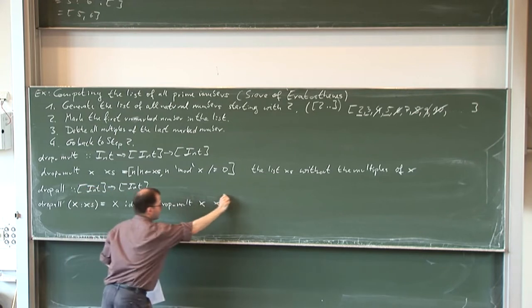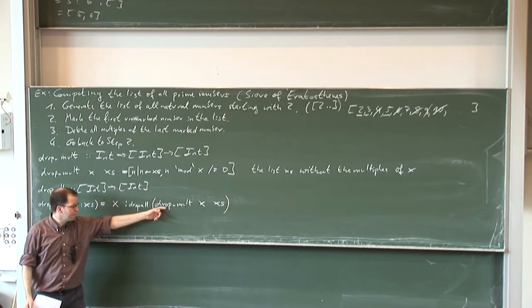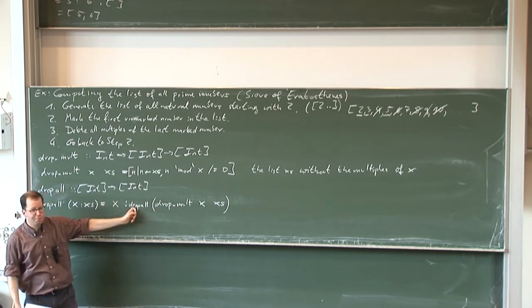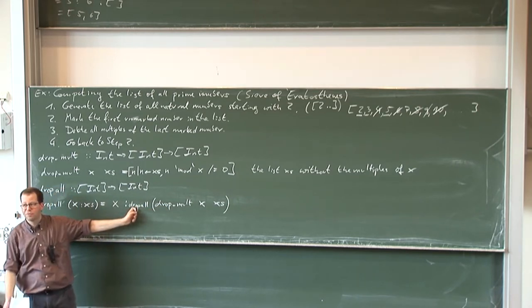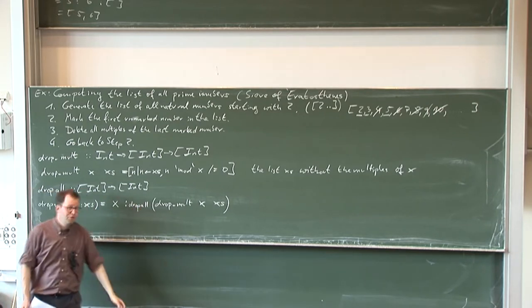So we call drop all again. And then from this list, this would start with 3. So now 3 would be kept, but all multiples of 3 would be dropped. And then in the remaining list, we get again a recursive call to drop all. So 5 would be kept, but all multiples of 5 would be dropped, and so on.